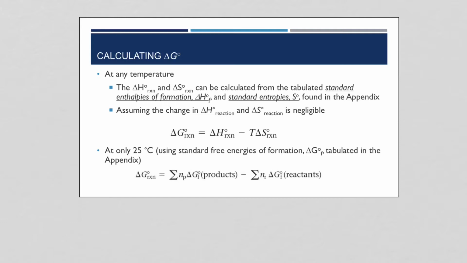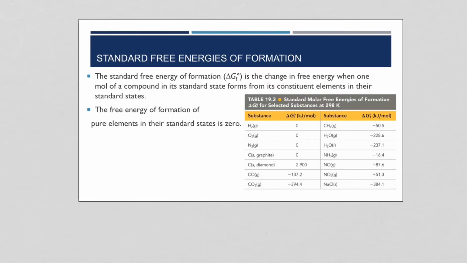Now, just a little bit more about these standard free energies of formation. This is the change in free energy when 1 mole of compound in its standard state forms from its constituent elements in their standard state. So this is analogous to the delta H's of formation that we saw back in Chapter 7.